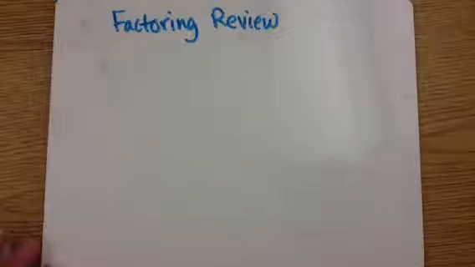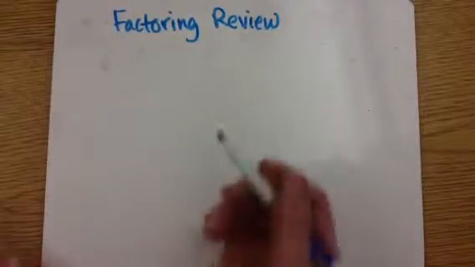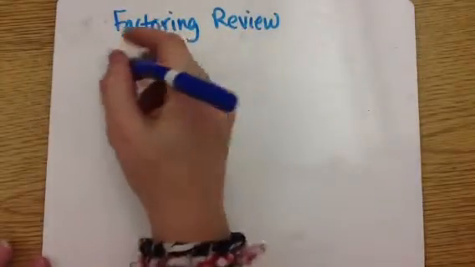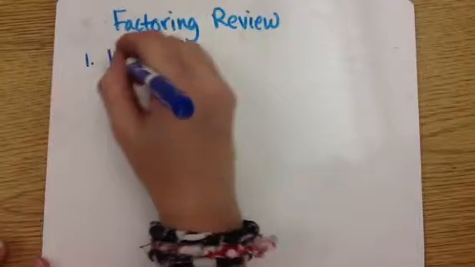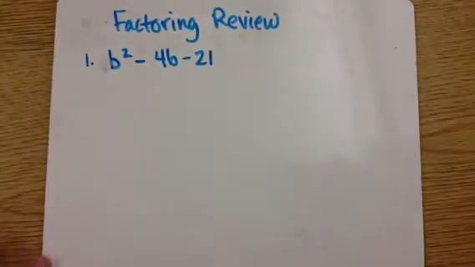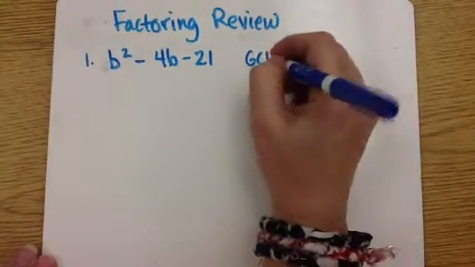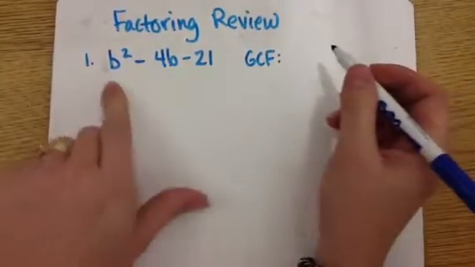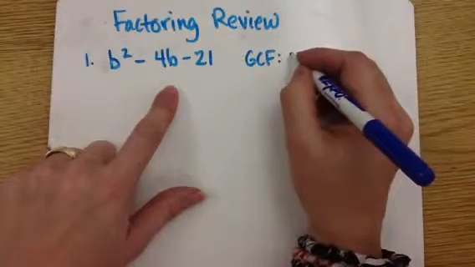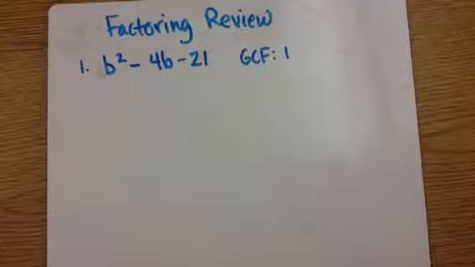What we're going to be doing next is a review for the fall final exam on factoring. So we'll start with number 1, b squared minus 4b minus 21. When you factor, you first want to look for a greatest common factor between all your terms, and in this case there is not a greatest common factor other than 1, so we don't worry about factoring that out.